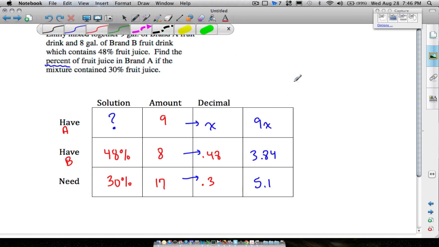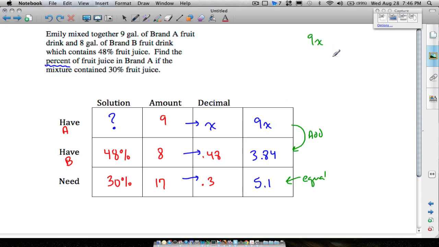It still works the same way once you get this far though. You're combining these two things together, so you want to add them and you want it to equal that amount right there. So when you think about this, the equation is actually pretty quick to solve compared to some of the others. 9x plus 3.84 is equal to 5.1. All right, solving this equation, let's subtract 3.84 from both sides. 3.84's cancel over here.